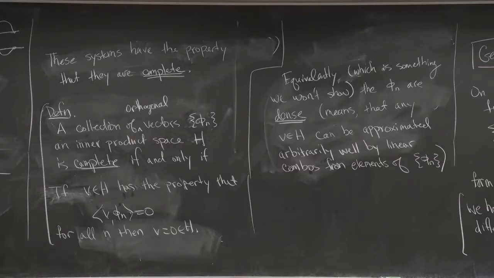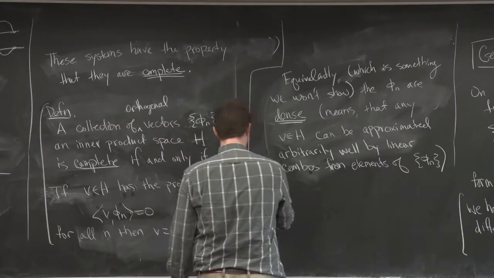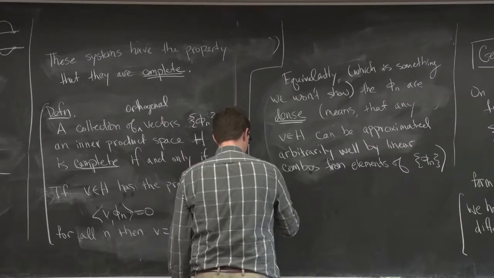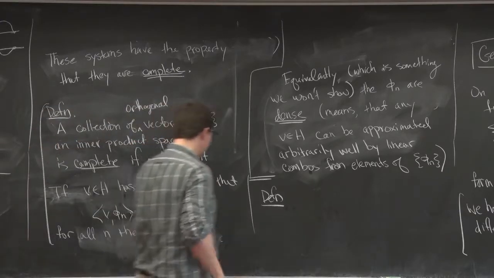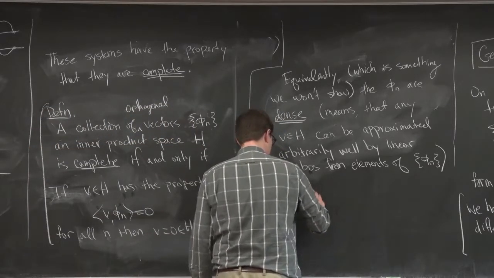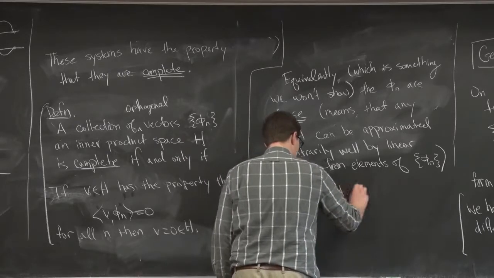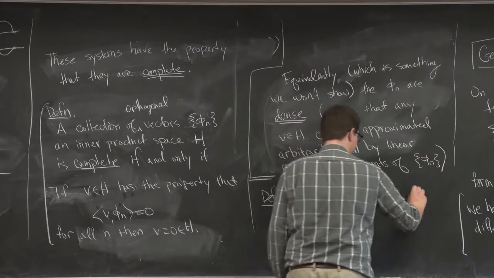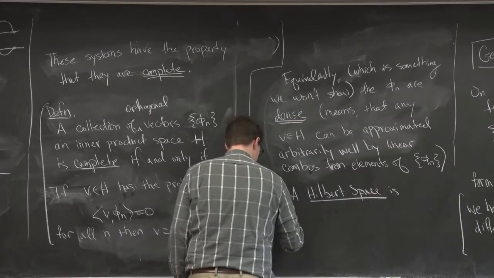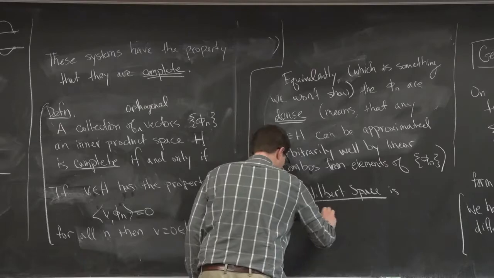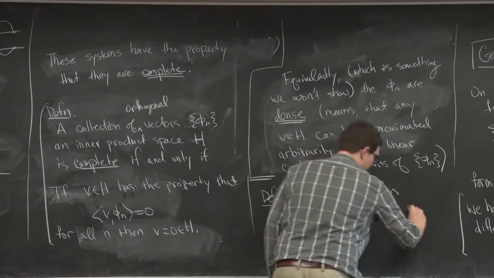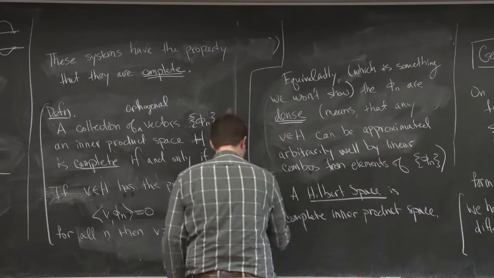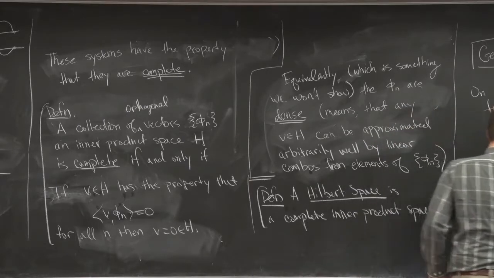All right, let me give you a definition now, just so you can see this word. If you hear this word from now on, you'll know that people are talking about these bases. A Hilbert space is a complete inner product space. So it's a vector space with an inner product, and it's complete. And by complete, let me just explain what complete means.